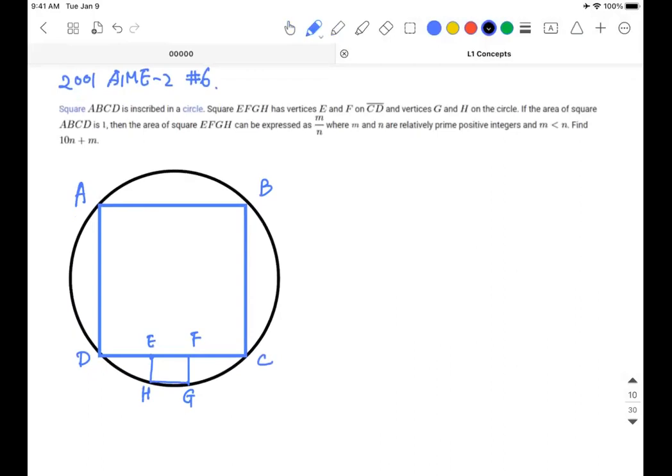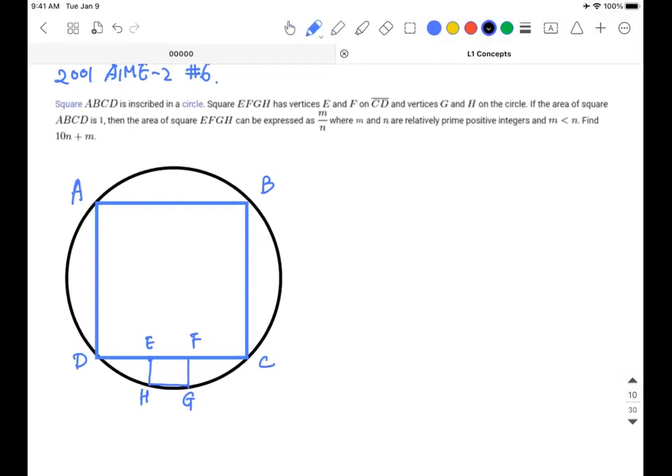All right, so time is up. Let's have a look at it. How are we going to solve such a problem? A square ABCD is inscribed in a circle. So the big one, like the blue one, is a square. Square EFGH, the little one, is also a square. It has the vertices E and F on CD and vertices G and H on the circle.